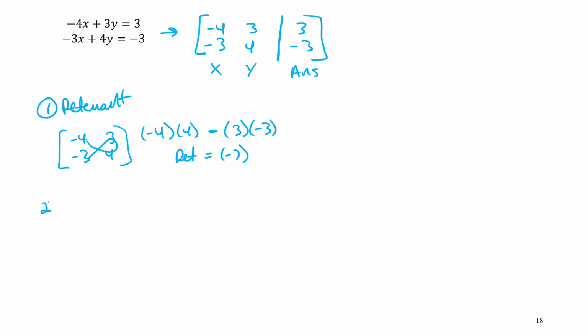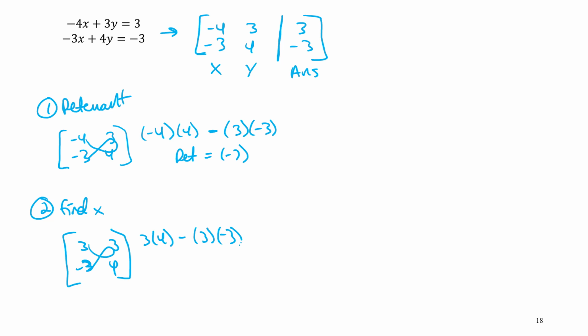Now to find the value of x, we're going to use columns. We're going to replace the x column with the answer column and keep the y column. So we have our answer column, 3 and -3, replacing the x, and we're keeping the y column, so 3 and 4. And do another determinant. We would get 3 times 4 minus 3 times -3. And we would get 21.